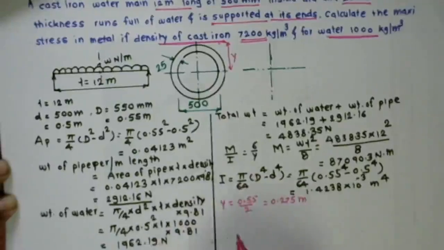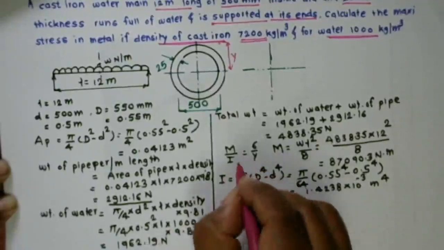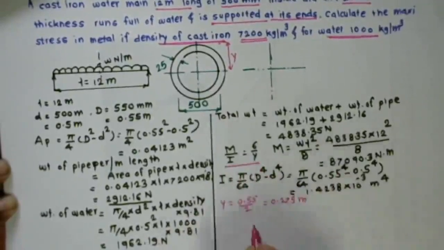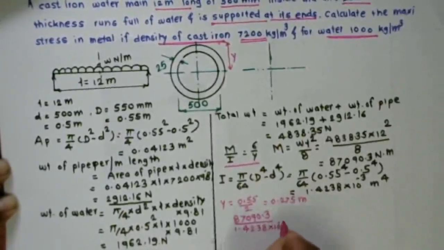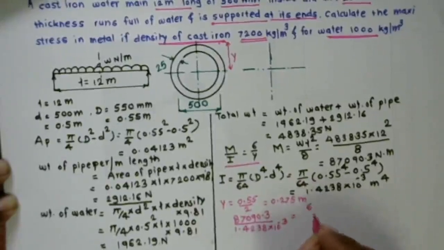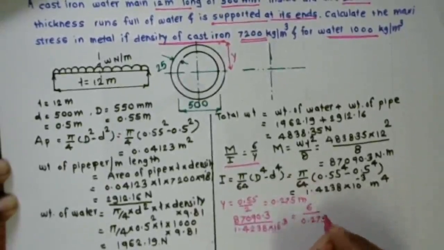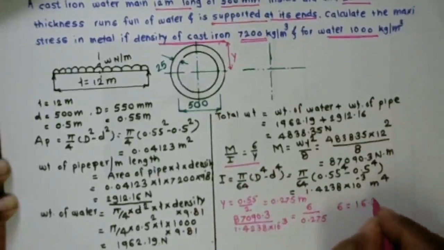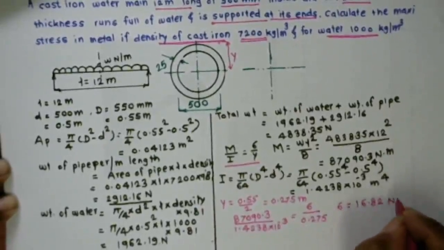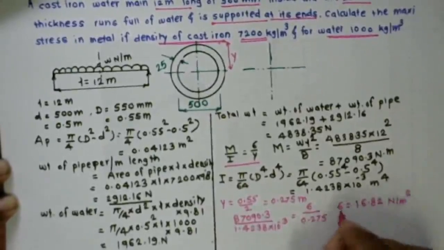In this case, put all those values in the above formula. In this flexure formula, M is known, I we have already calculated, sigma we have to calculate, and y is also known. So sigma is equal to 16.82 Newton per meter square.